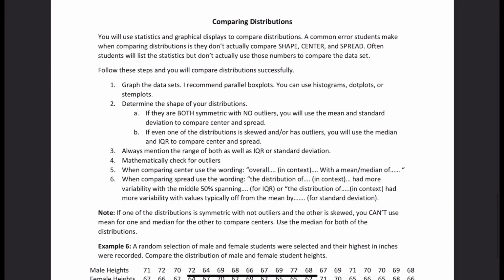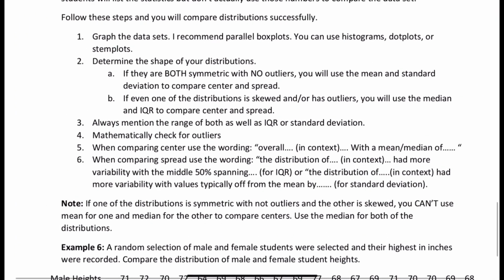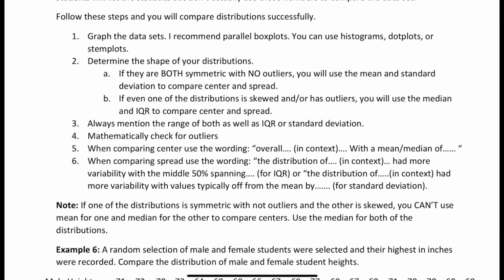Comparing distributions. So all we want to do is follow these steps here. You want to determine the shape. I recommend drawing box plots for these things because it's just easier to find the 5-number summary through those. If they're both symmetric with no outliers, you're going to use the mean and standard deviation. If even one of them is skewed and/or has outliers, we're going to use the median and IQR to compare center and spread.